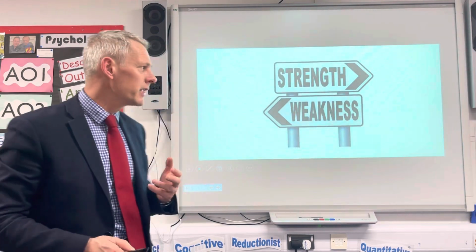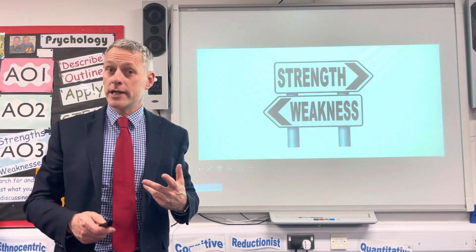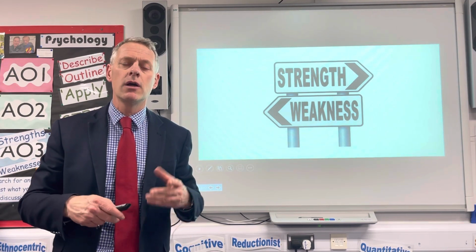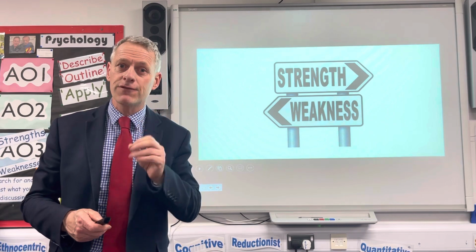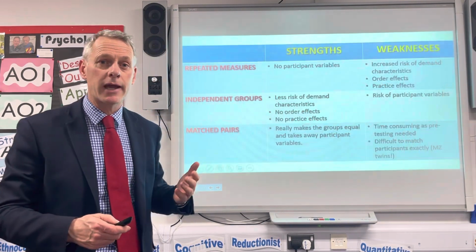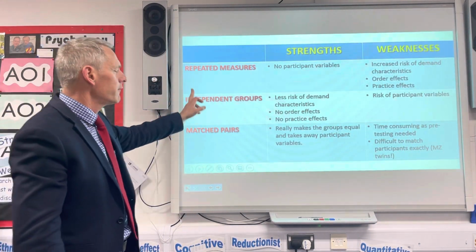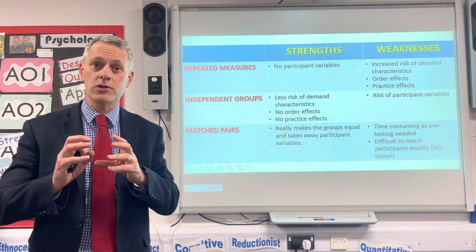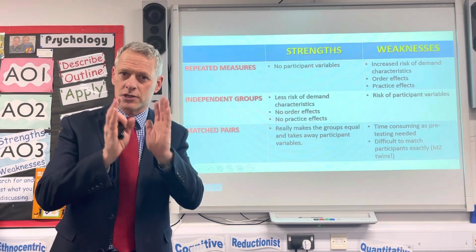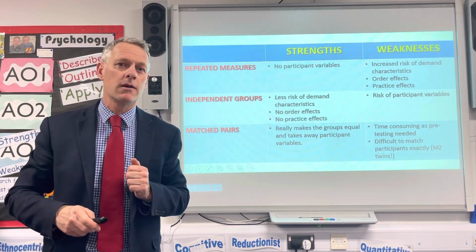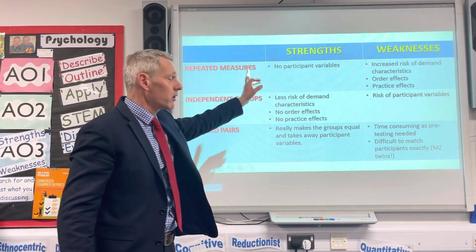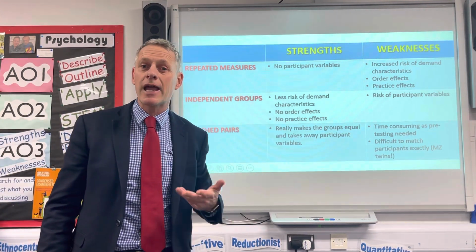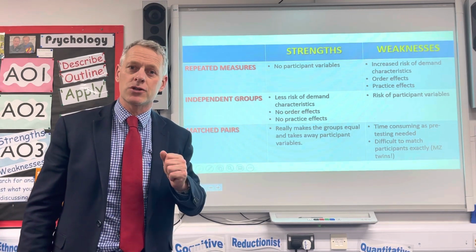Okay? Now, folks, let's have a look at the strengths and weaknesses of these experimental designs, because can we say one is better than the other? Not truly. They have different strengths and weaknesses. Okay? There's an interesting thing here. If we take repeated measures, let's remind ourselves the same participants are going to do both conditions, condition A and condition B. Well, the great thing is there are no participant variables because it's the same people, the same participants in both conditions.